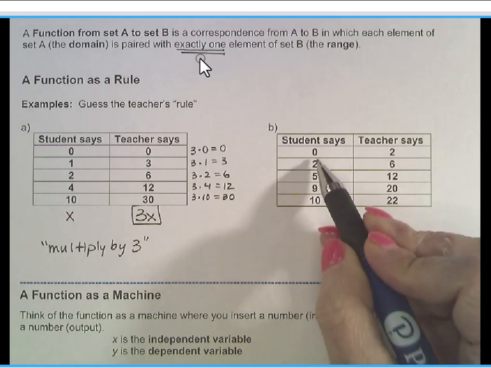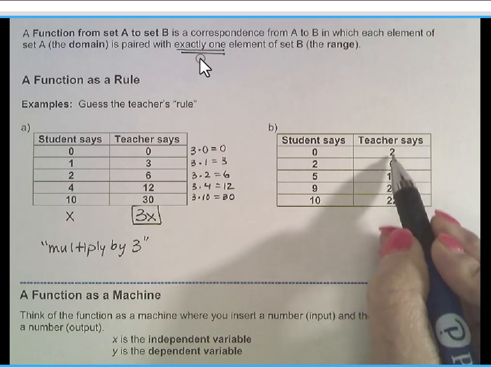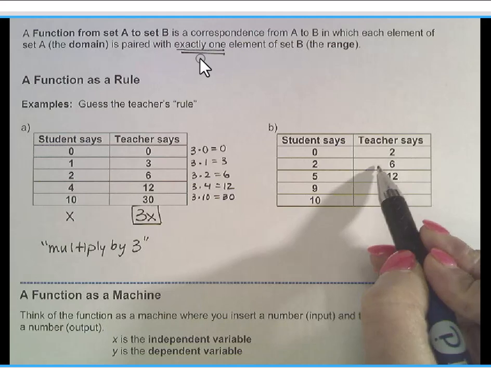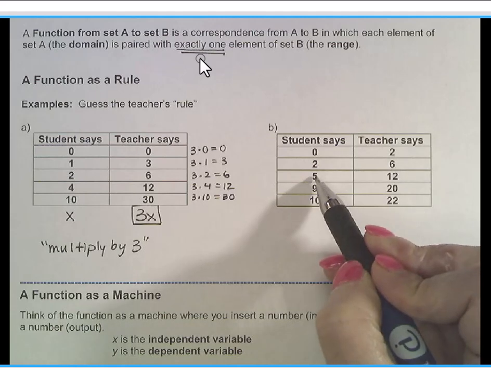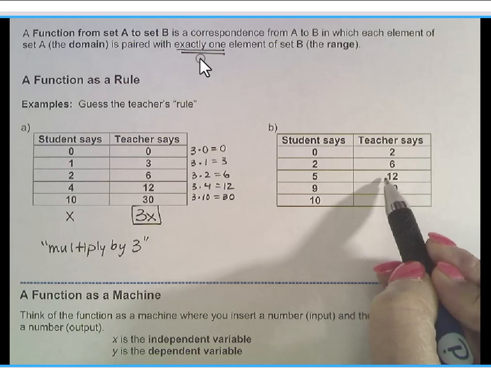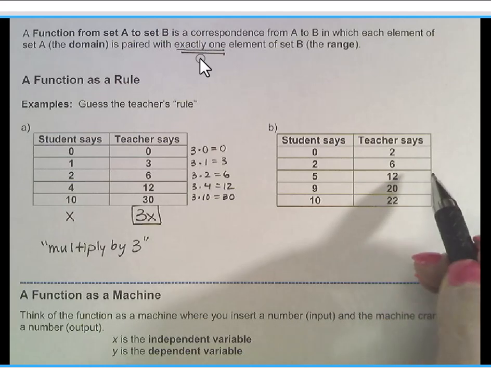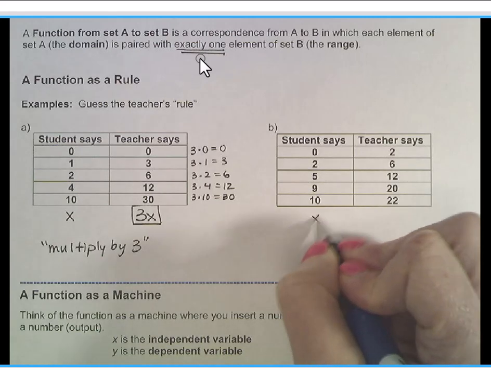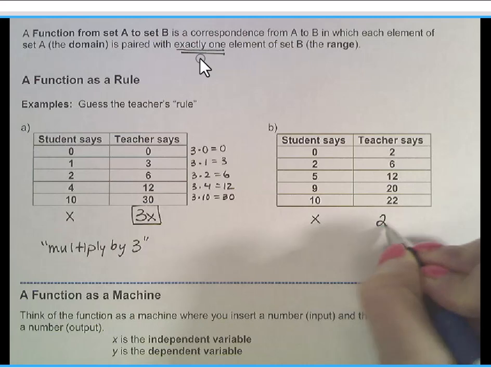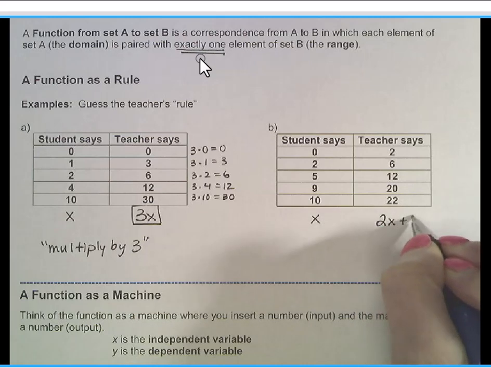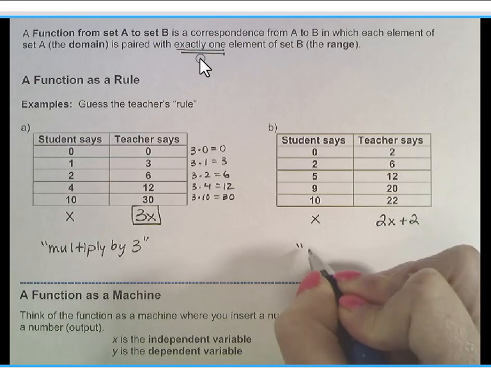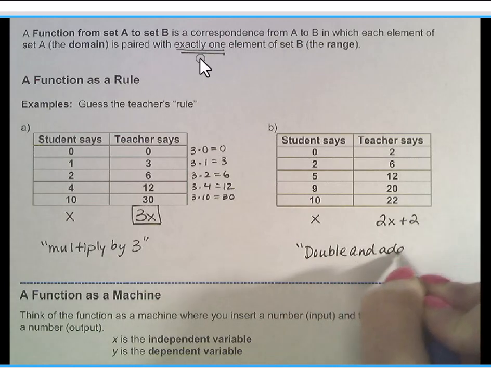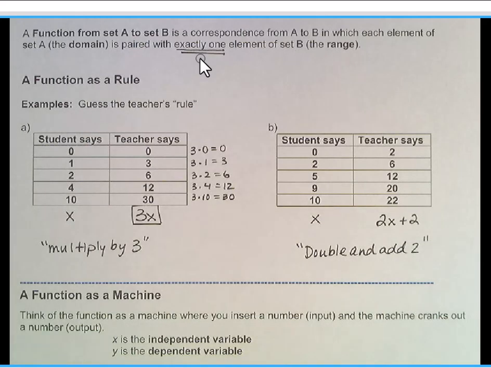Well, you know, every time I doubled a number, it was just under what the teacher said. So like if I double 2, I get 4, but the teacher said 6. When I double 5, I get 10, but the teacher said 12. Oh, the teacher seems to be adding 2 to whatever the double is. So if the student said x, it looks like the teacher would double it and then add 2. So this rule would be double and add 2. That would be the rule that the teacher was doing.